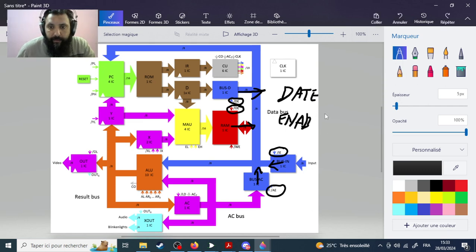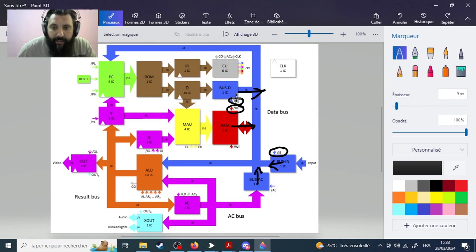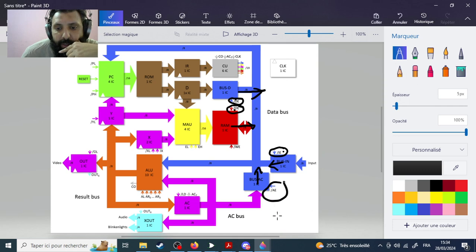Data enable, and the same for the others. We have data enable output. What is this? I don't remember. Output enable. Anyway, input enable, and we have accumulator enable, and we have OE. I don't remember exactly what O means. The O is output enable, but it's not important. We have those four signals.